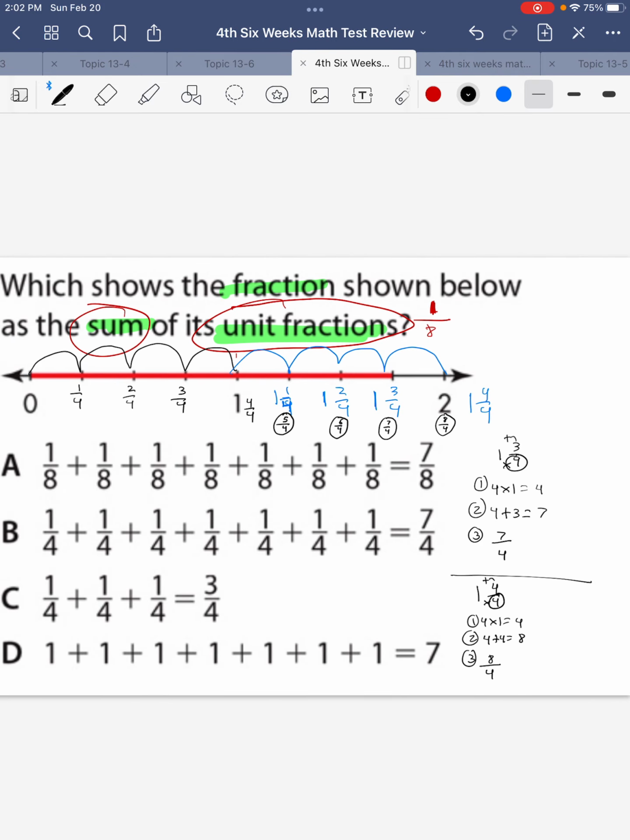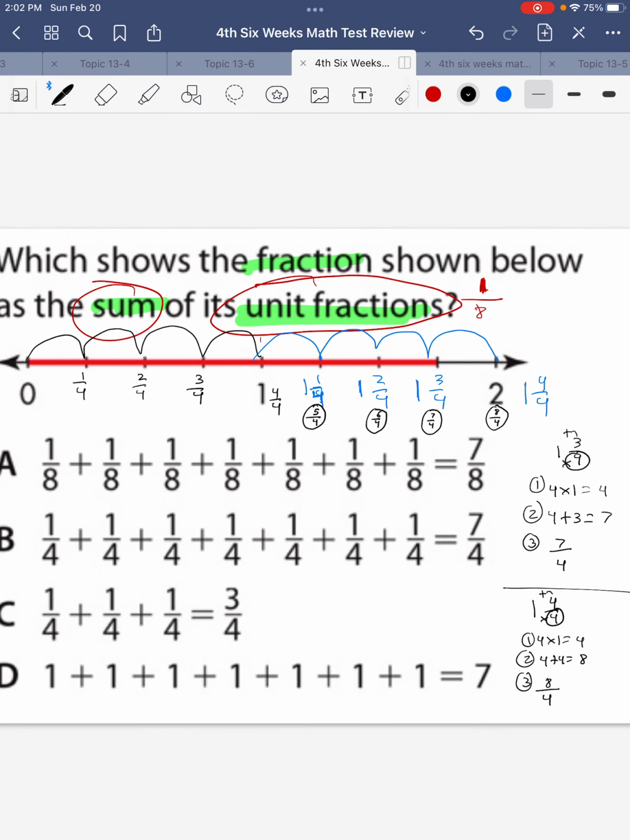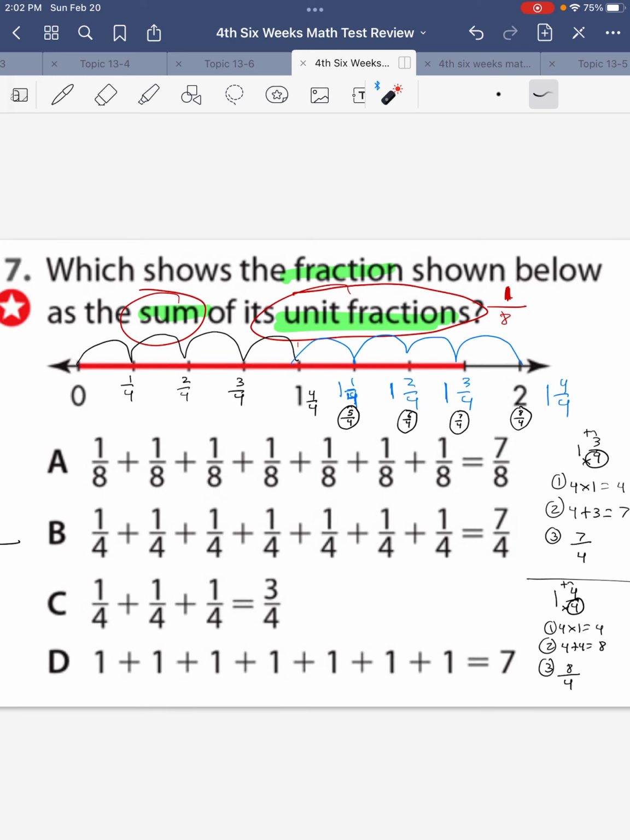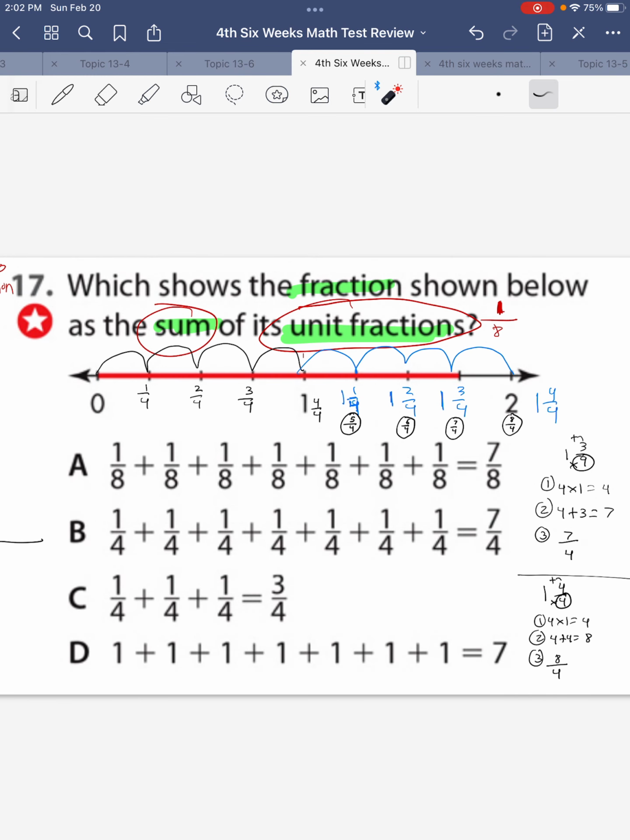Again, I know that I'm right here because if you look, I have 1/4, 2/4, 3/4, 4 over 4, 5 over 4, 6 over 4, 7 over 4, 8 over 4, okay? They're all in order now. So now, go back to my question. It says, which shows the fraction shown below as a sum of this fraction?